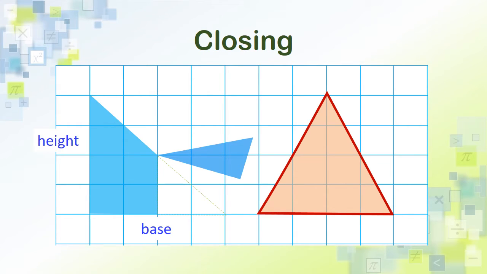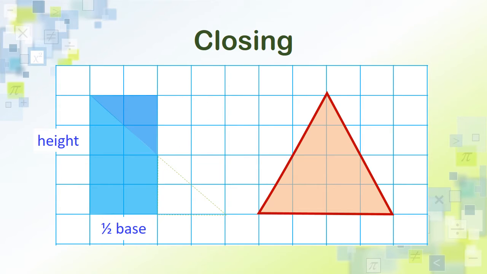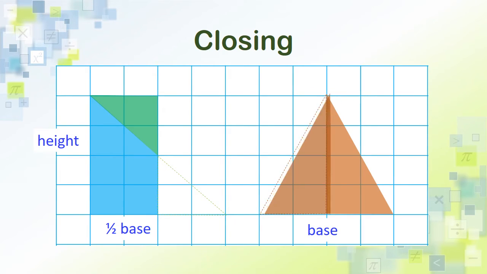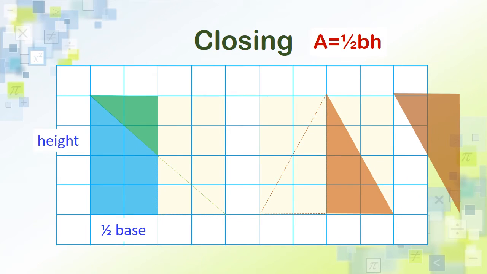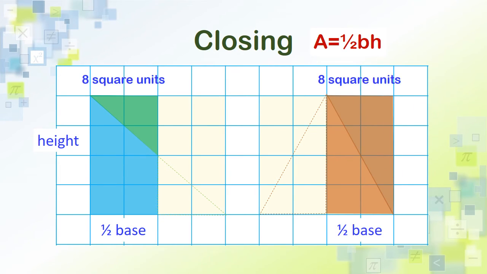So let's find out right here by drawing again our rectangle. We're going to rotate this. So after some rearranging, we can see that in both of the triangles, we have the same area, an area of 8 square units. And in each case, the area of the triangle is equal to 1/2 the area of the rectangle.